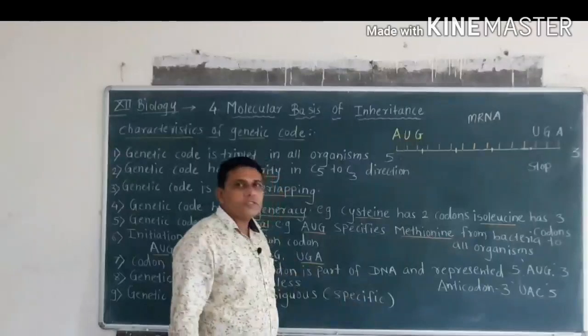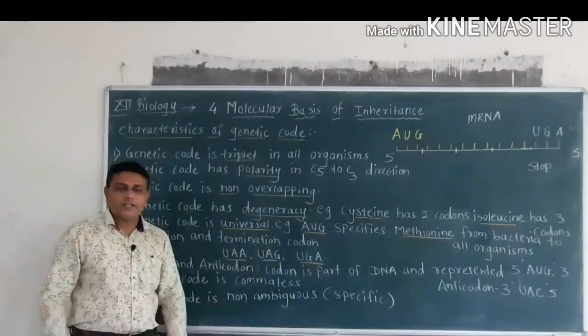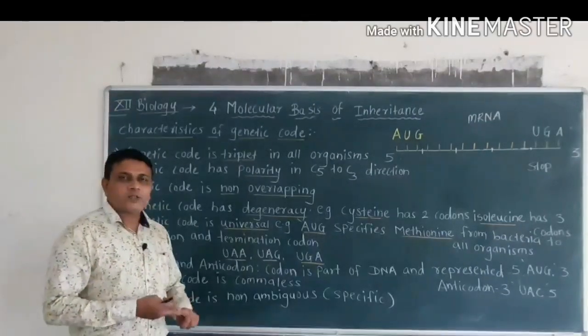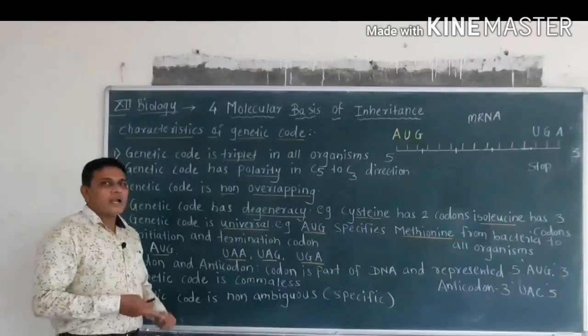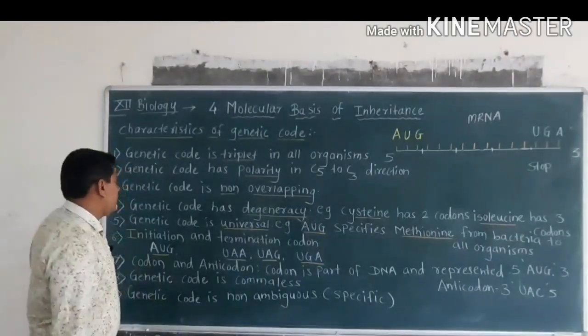So protein synthesis is carried by the 3 types of RNA, that is messenger RNA, then ribosomal RNA and transfer RNA inside the ribosome, inside the cytoplasm of the cell.